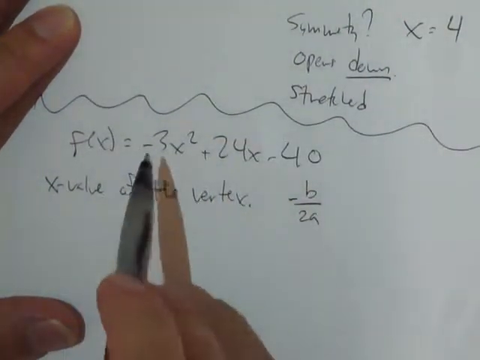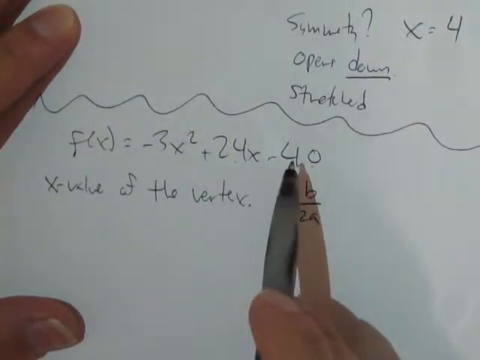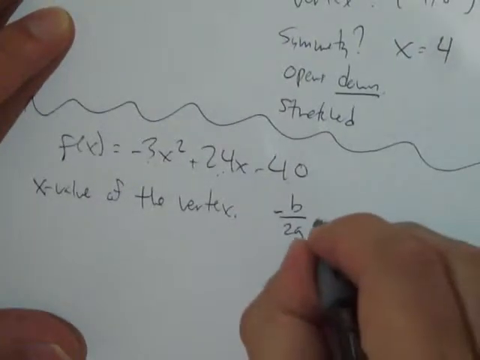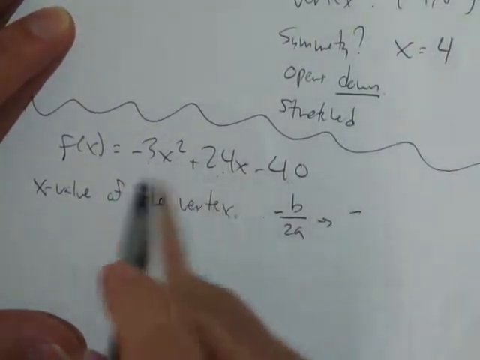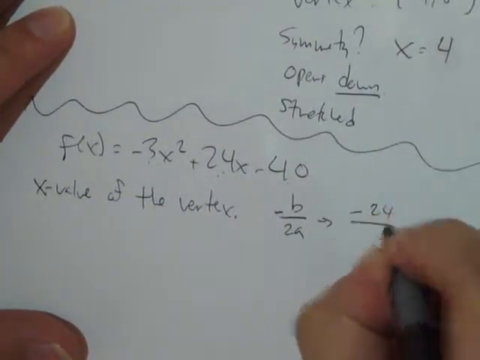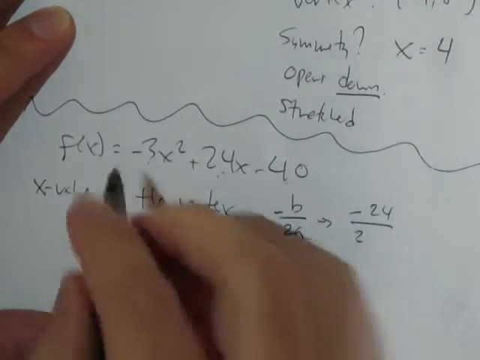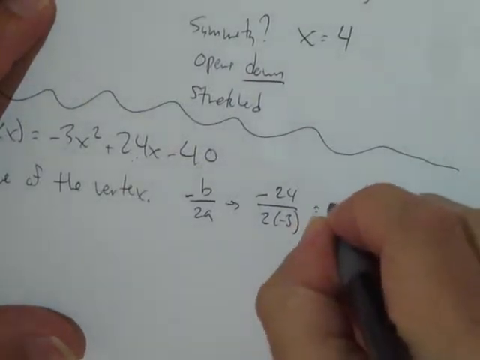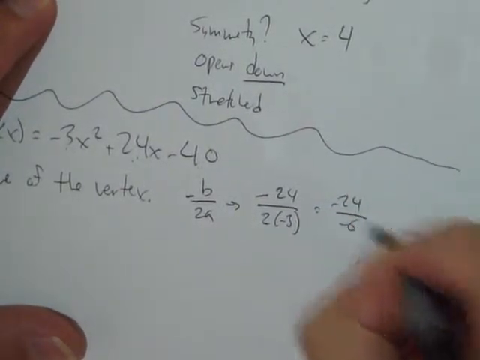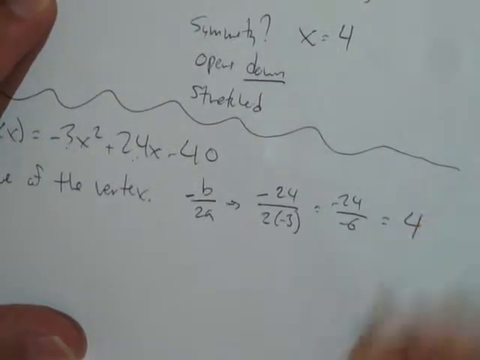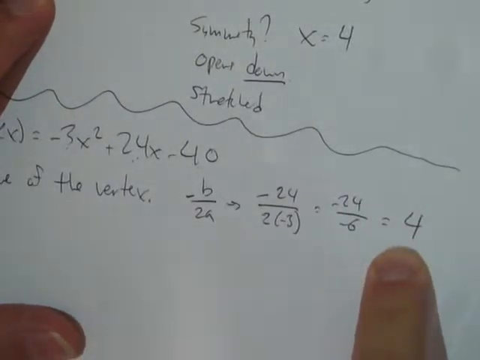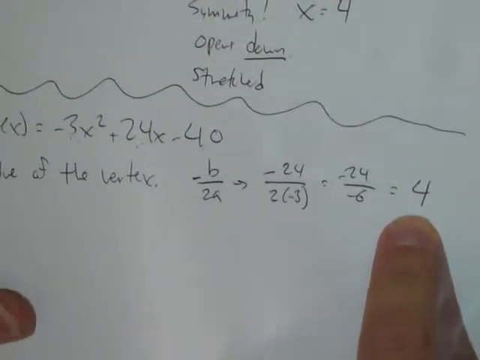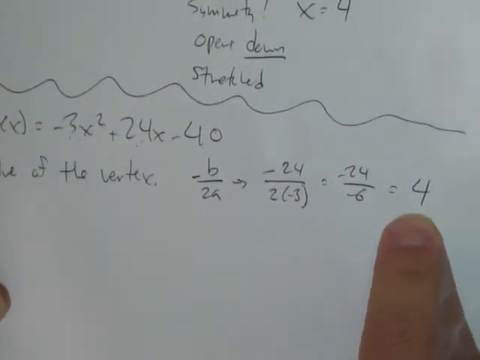What do I mean? Remember, this is ax squared plus bx plus c. So that's a, that's b, that's c. If we do it for this one, negative b would be negative 24, over 2 times a. A is minus 3. So that's negative 24 over negative 6, and that's 4. That's the x value of our vertex, and we know that it works. Okay, well, now what do we do with this awesome news? Here's what we can do.